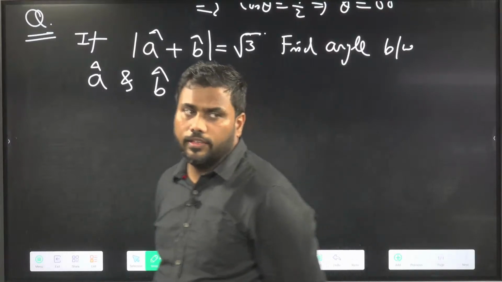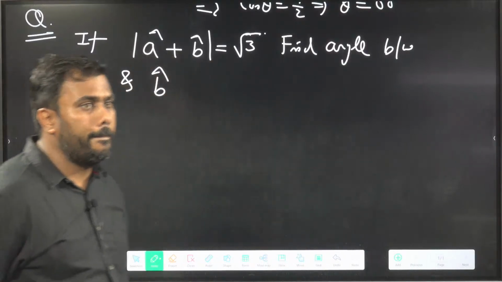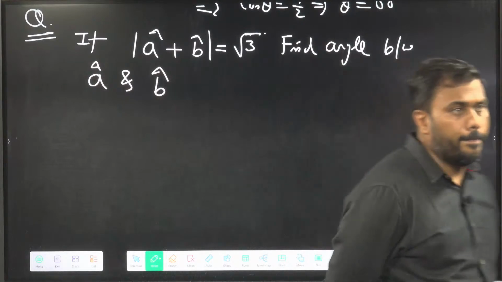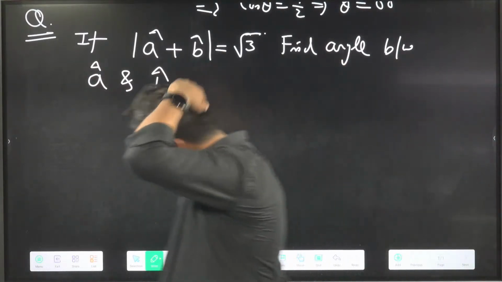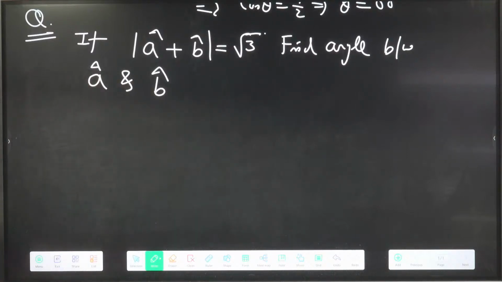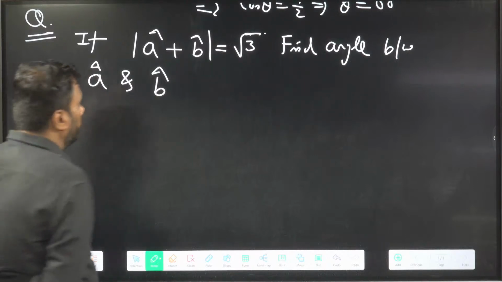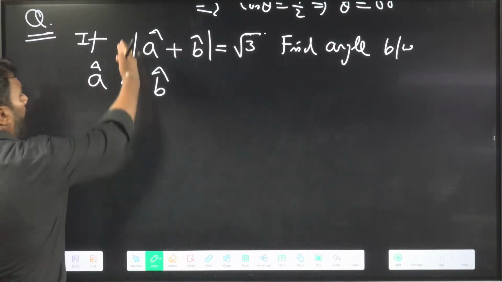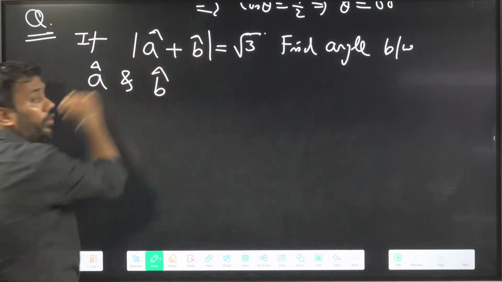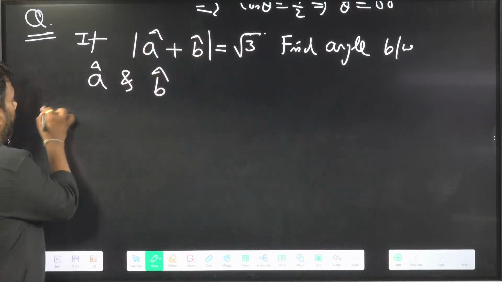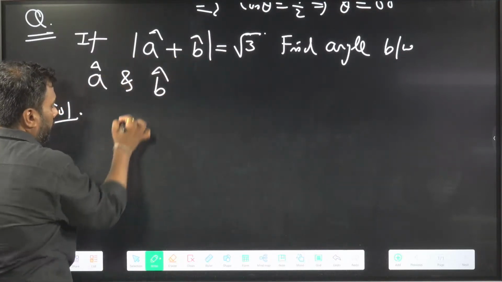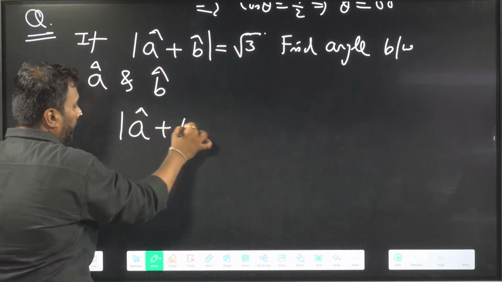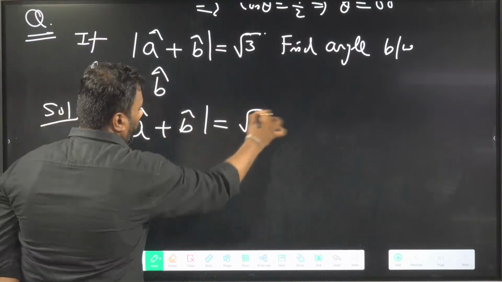No, Vijay, your answer is wrong. Find the angle between a cap and b cap. Here I am talking about the magnitude of the sum of two vectors, the magnitude of a cap plus b cap. This is root 3.